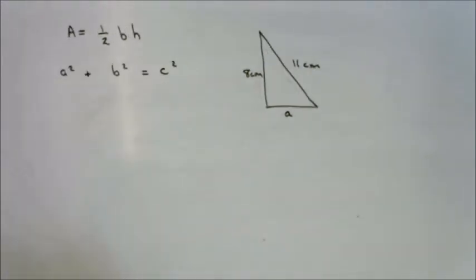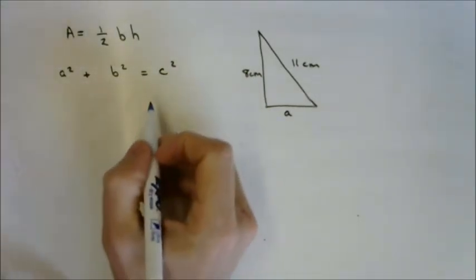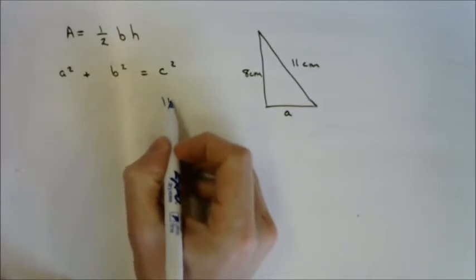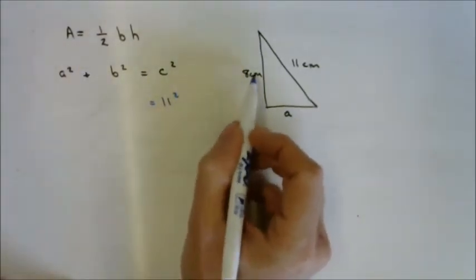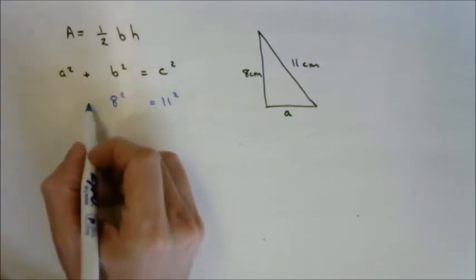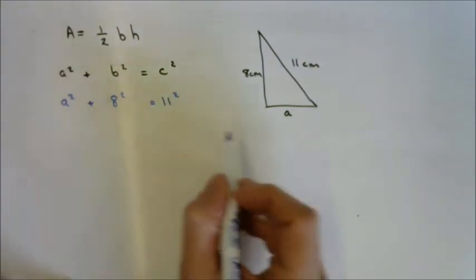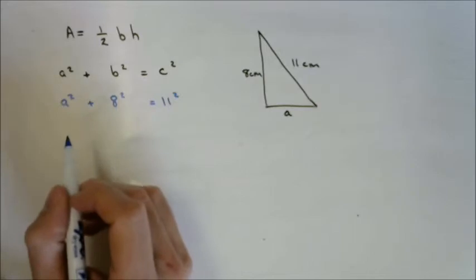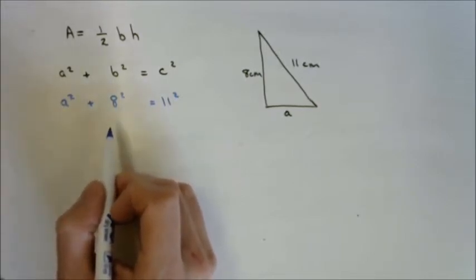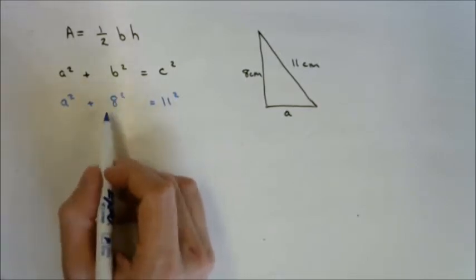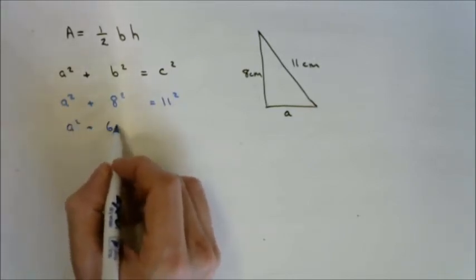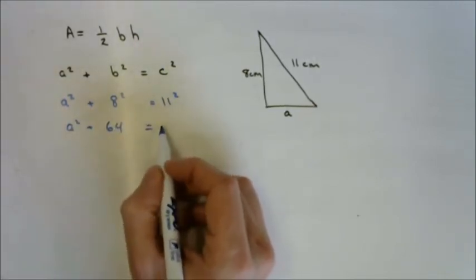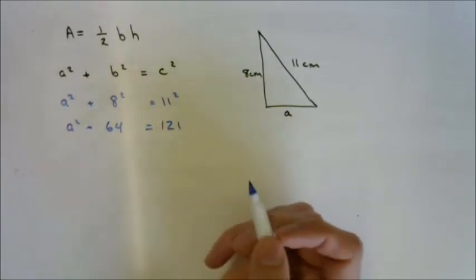Okay, hopefully you've had a chance to do it. I'm going to work through it now as well. So I'm just going to sub in what I know from this triangle. I know that C is 11. I'm going to call this side length B, so that's 8 squared, and I don't know what A is, so I have A squared. So again, because of the order of operations, I'm going to just deal with my exponents first. So on the left, I have A squared plus 64. On the right, I have 121.